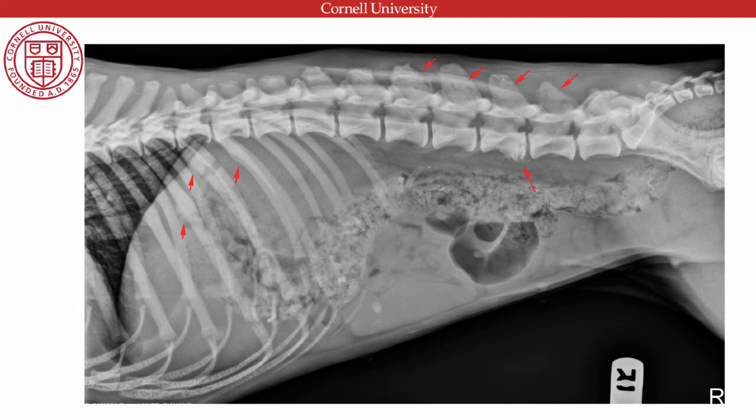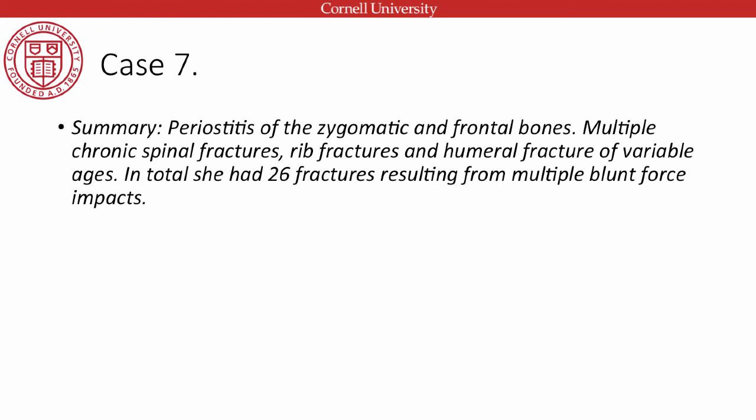So she's a dog that has multiple sites of trauma. She has evidence of multiple phases of trauma. So this is a spine fracture that's in reparative phase. We have fractures that are in remodeling phases at multiple sites. So our imaging confirmed that she had periostitis of the zygomatic and frontal bones. She had multiple chronic spinal fractures. She had rib fractures and a humeral fracture of variable ages. In total, she had 26 fractures resulting from multiple blunt force impacts. So this was a prosecution case.